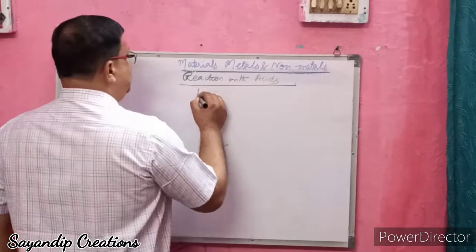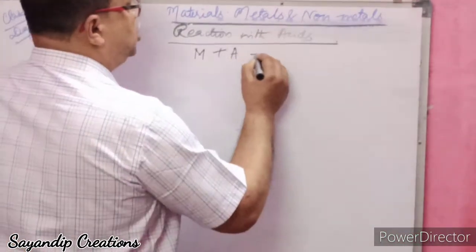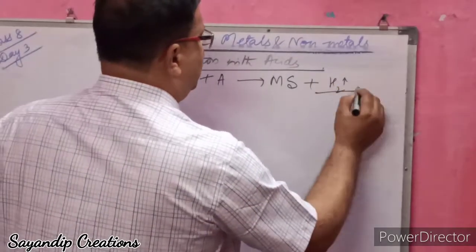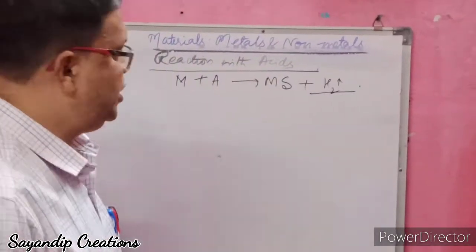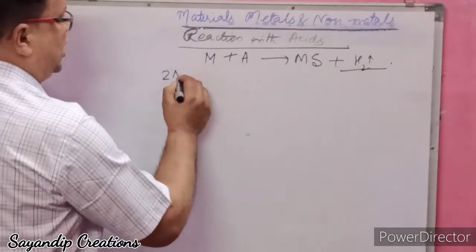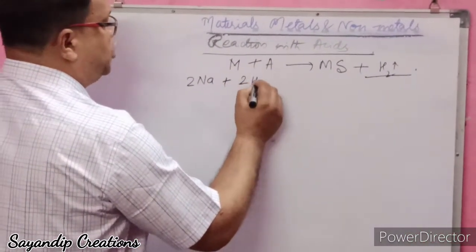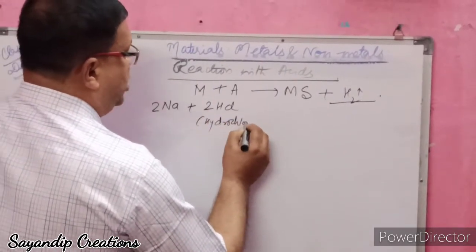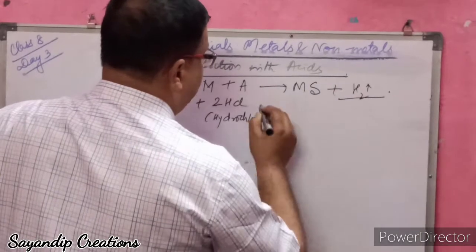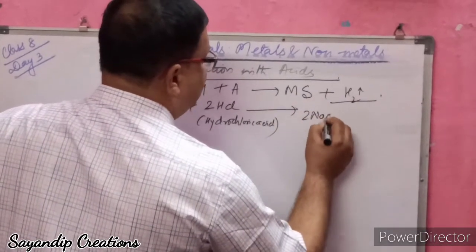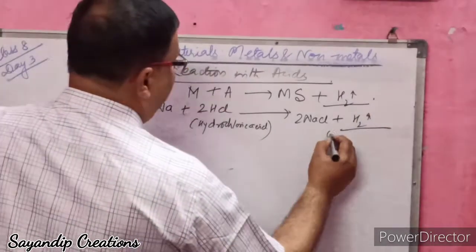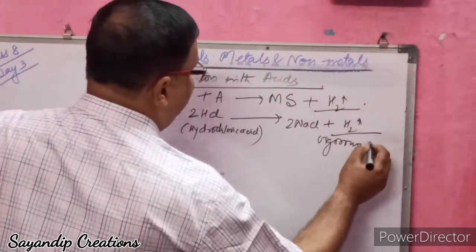Metal reacts with acids to form metal salt and liberate hydrogen gas. Same reaction. In this, the first one is sodium. The reaction is highly vigorous. Sodium plus hydrochloric acid forms sodium chloride, NaCl, with liberation of hydrogen gas. This is a vigorous reaction, a very, very fast reaction.